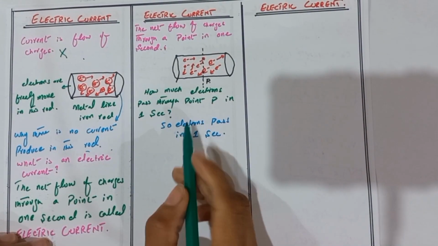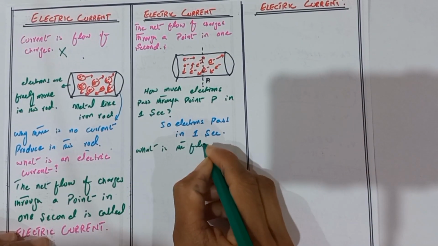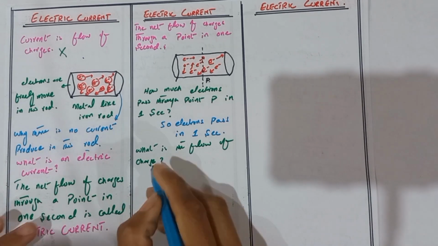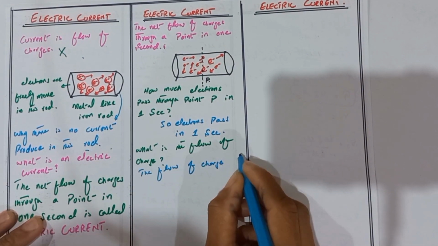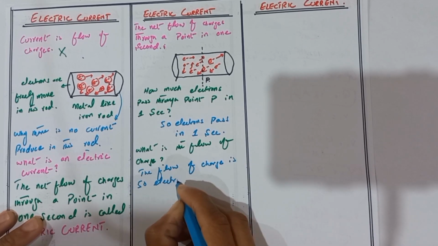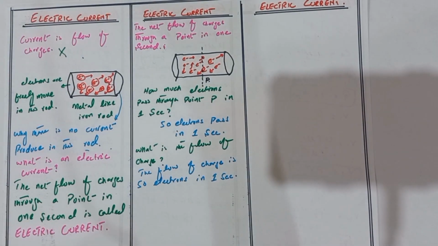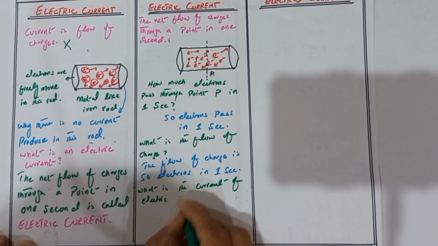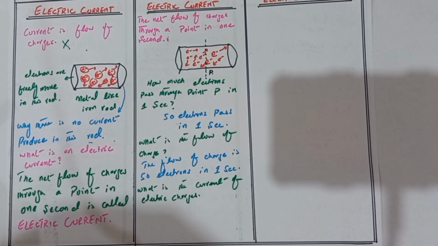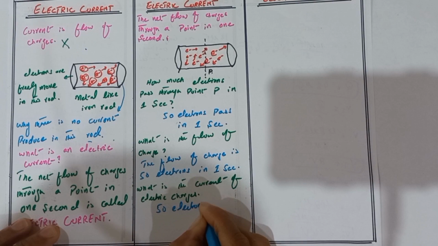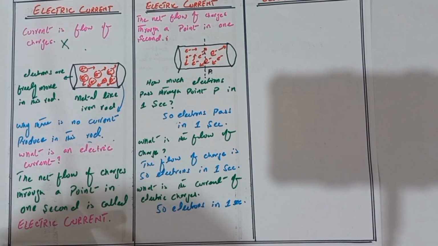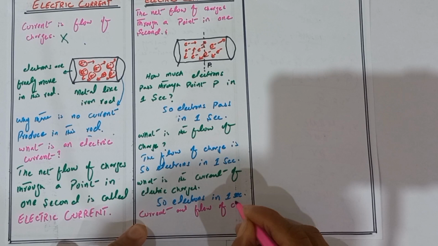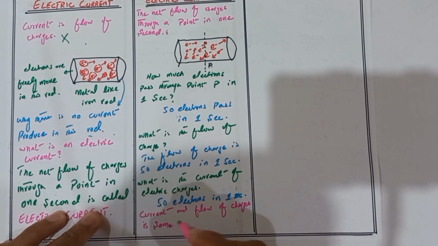Now if I ask you, what is the flow of charges? Your answer is simple: the flow of charge is 50 electrons in 1 second. Now if I ask you, what is the electric current? Your answer is again simple: 50 electrons in 1 second is called electric current. So we can say that current and flow of charges are the same thing.